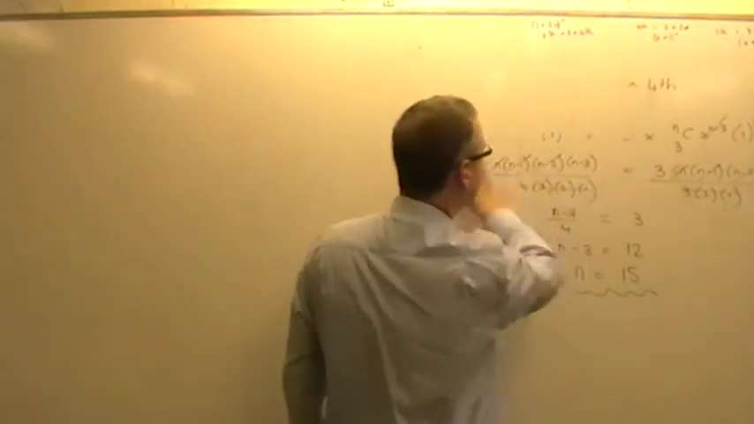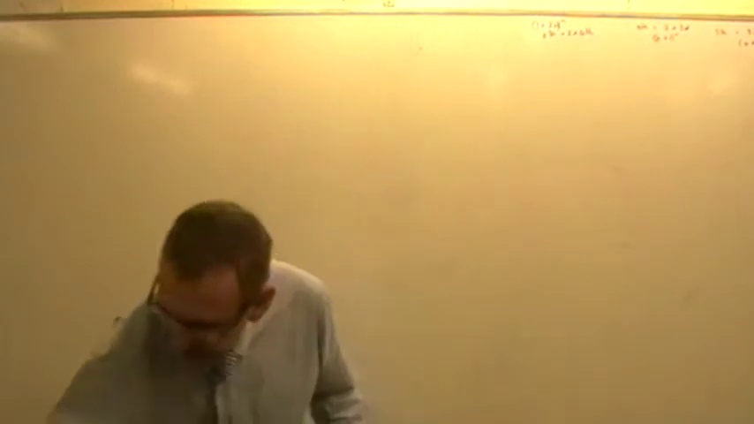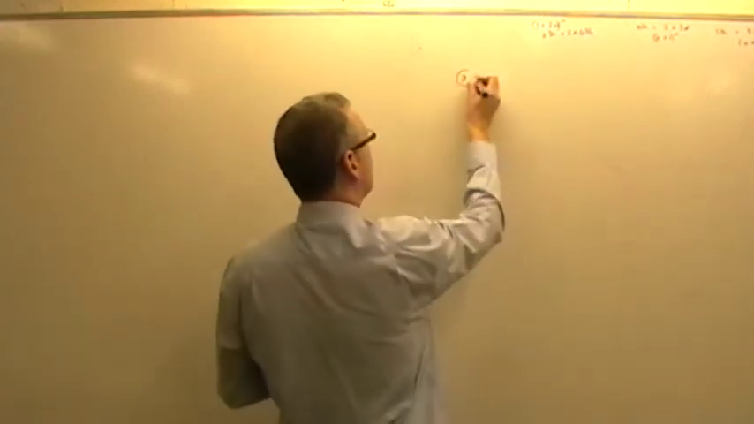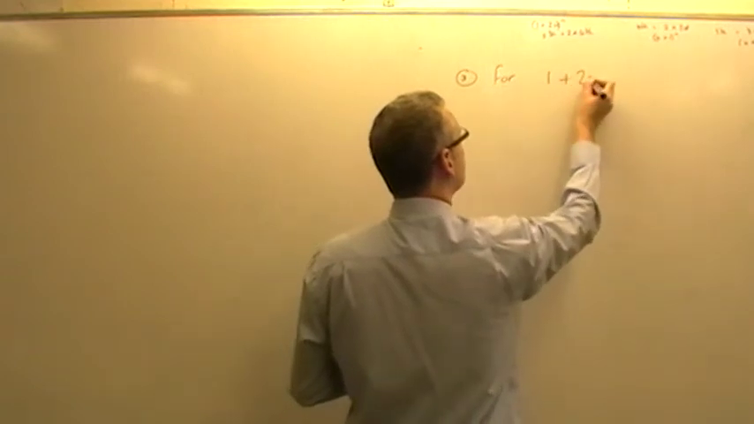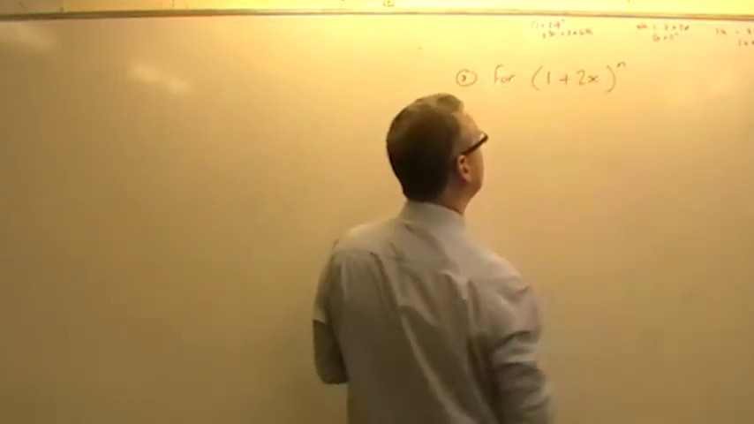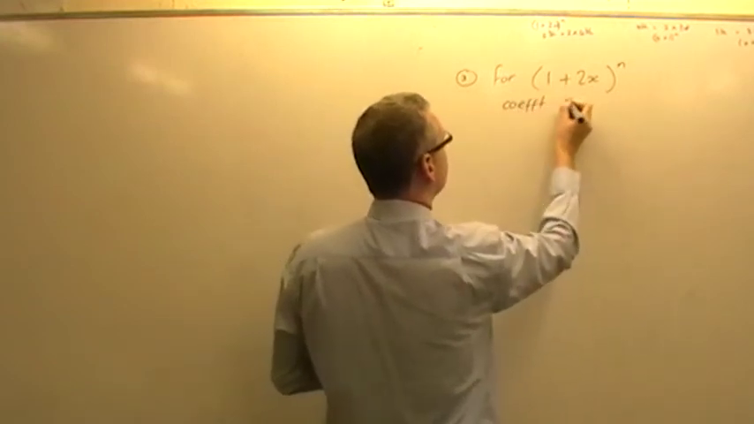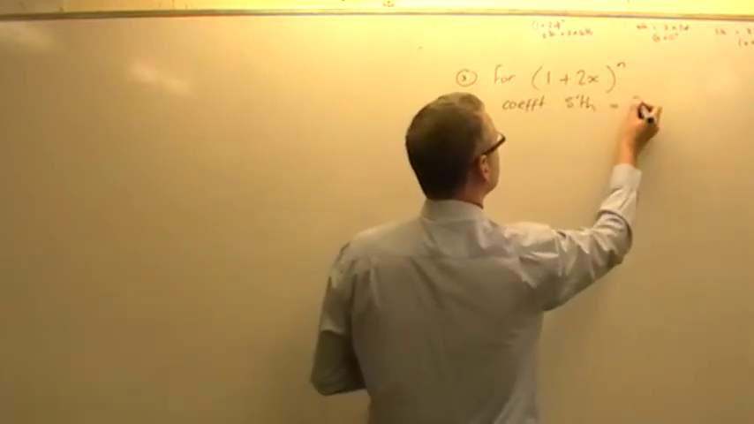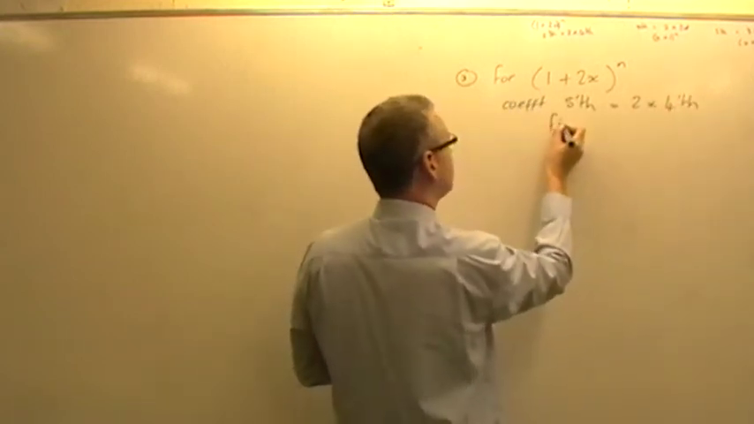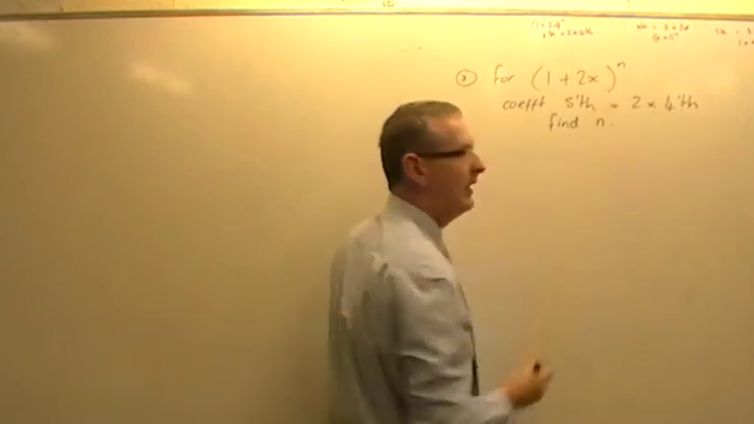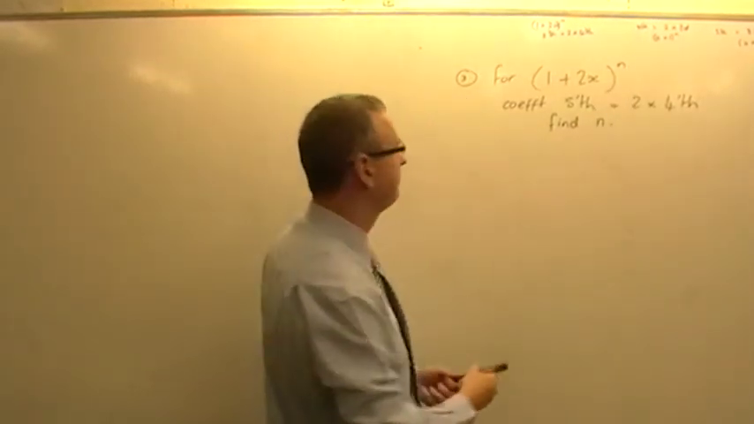Okay, so number 3. For number 3, what I'm going to give you is a slightly harder binomial. So I'm going to give you (1 + 2x) to a power n. And this time I'm going to say the coefficient of the 5th term is 2 times the coefficient of the 4th term. And if that is the case, find what the power n must be for that to be a true statement. Okay, let's do it then.